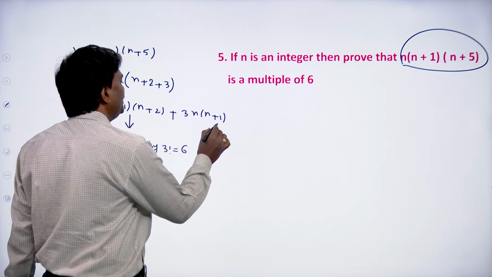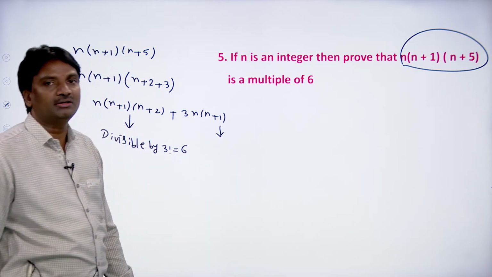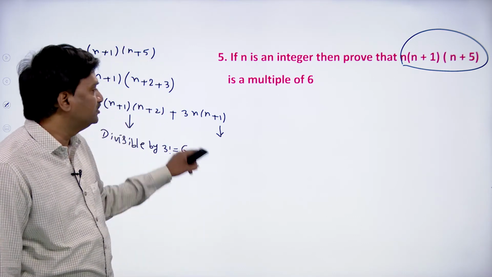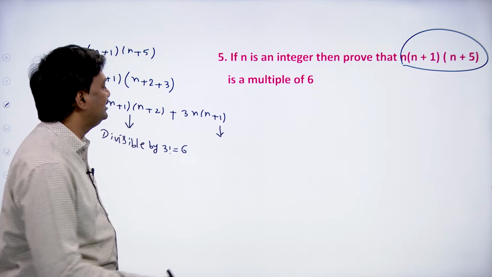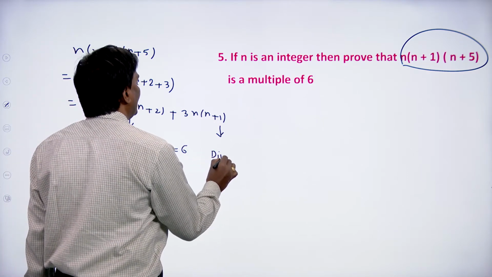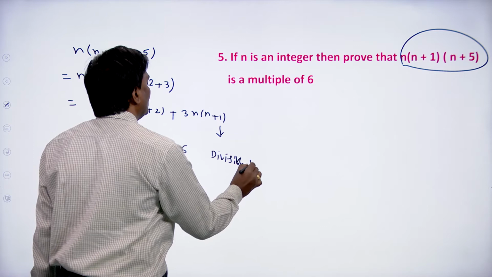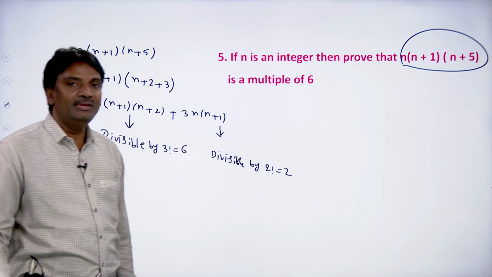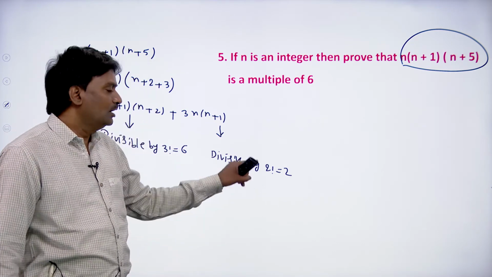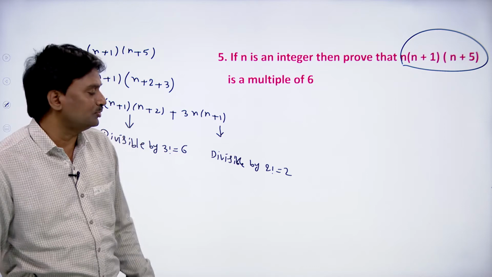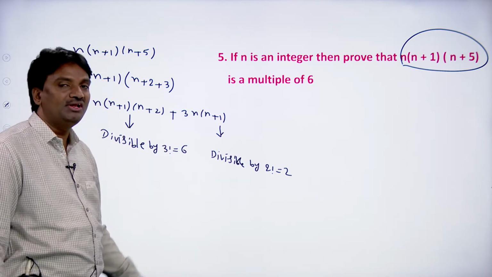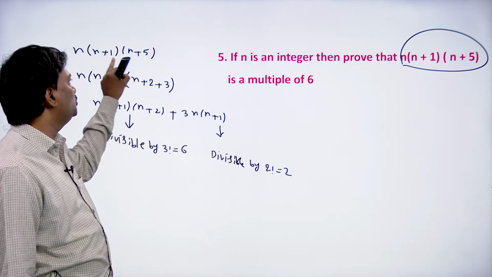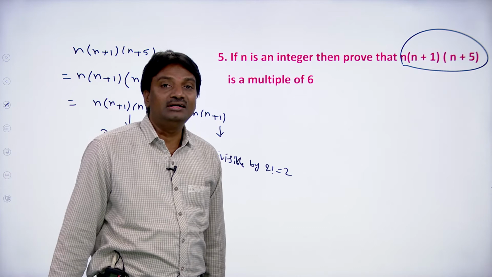Next, n into n plus 1 is the product of two consecutive natural numbers, and the product of two consecutive natural numbers is always divisible by 2 factorial. So it is divisible by 2 factorial, that is 2. 3 factorial means 3 into 2 into 1, that is 6. 2 factorial means 2 into 1, that is 2. We know the LCM of 6 and 2 is 6 only. So that is why n into n plus 1 into n plus 5 is divisible by 6.